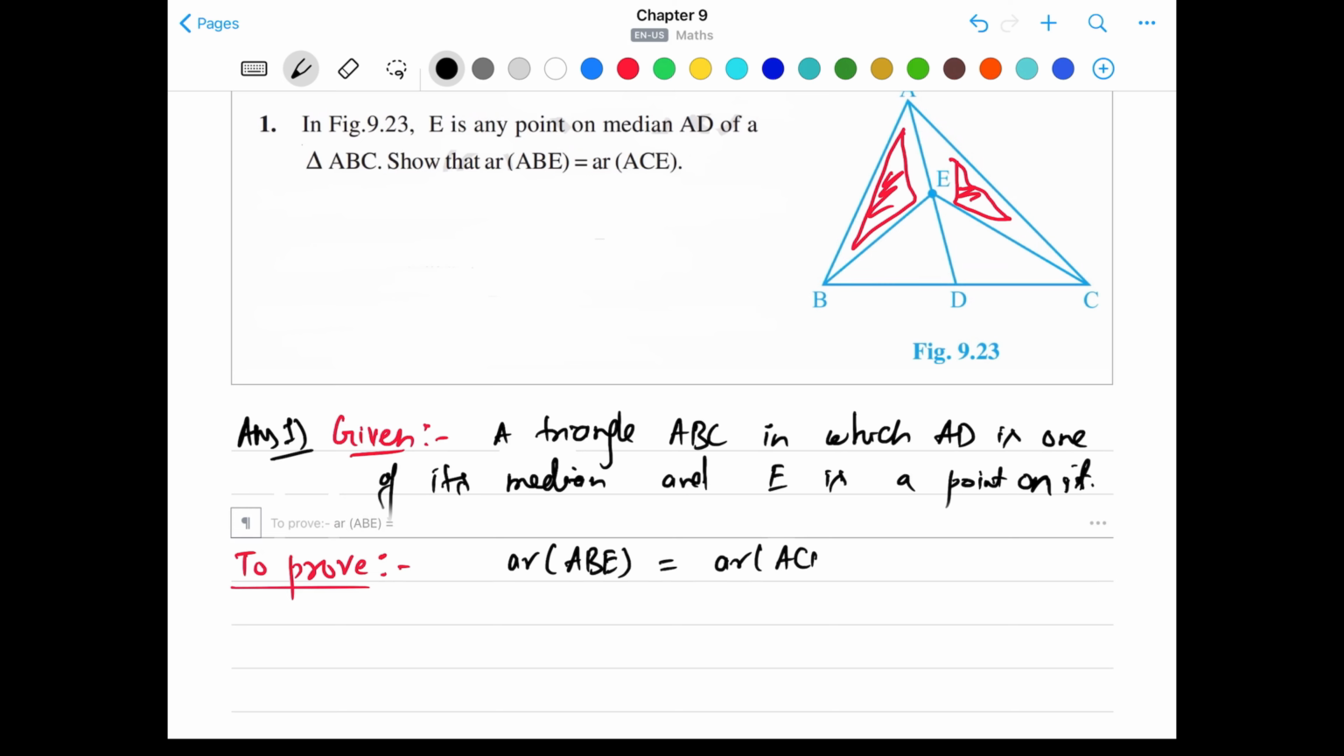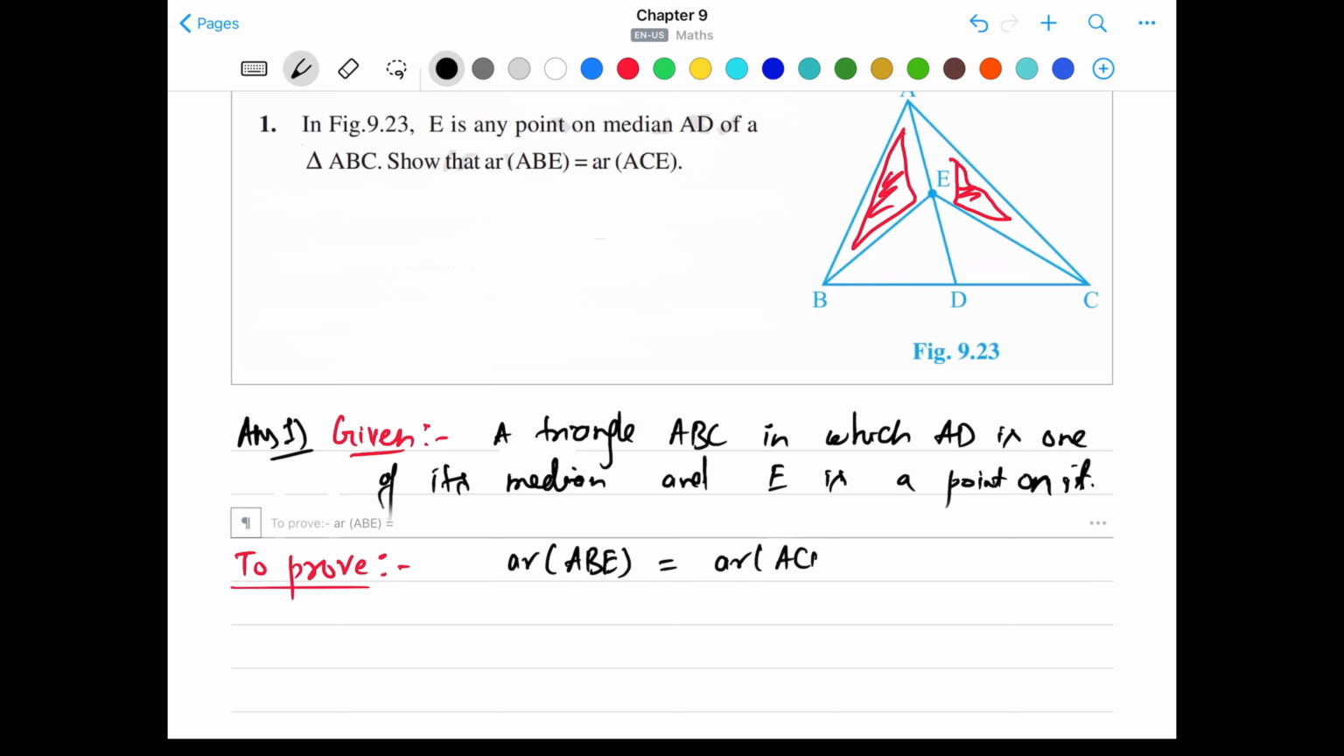Therefore, the area of triangle ADB will be equal to the area of triangle ADC. Okay, this is again by the statement of example 3. You will write here that the median of a triangle divides it into two triangles of equal area.